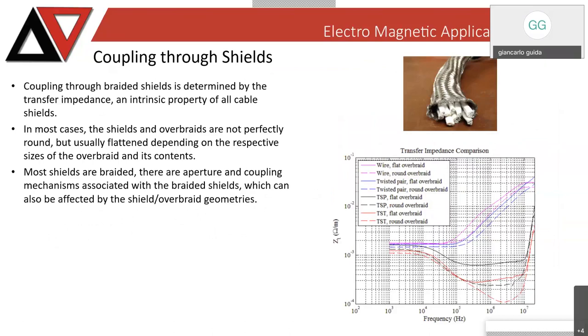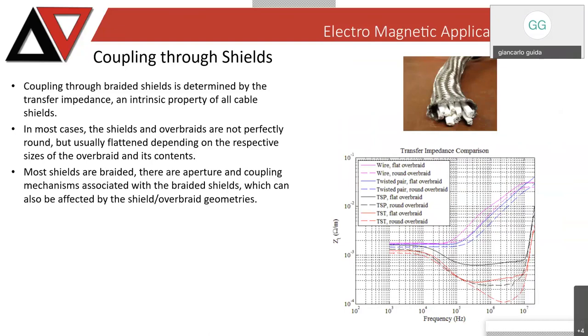Another situation where measurements can improve the quality of a modeling is in the case of a cable. When you have a cable and the cable is shielded through an overbraid, can we assume that there is no coupling because we use an overbraid? Well, we cannot. And this is because the overbraid has a transfer impedance between the external side and the internal side of the cable in presence of the shield. Well, this can be measured. And when we use these measurements in the model, our model will be much more accurate.